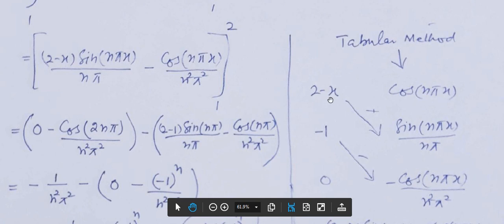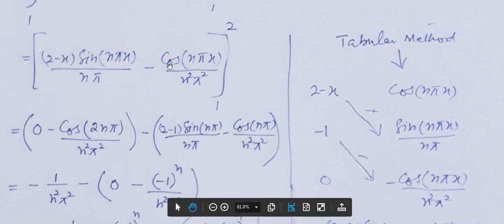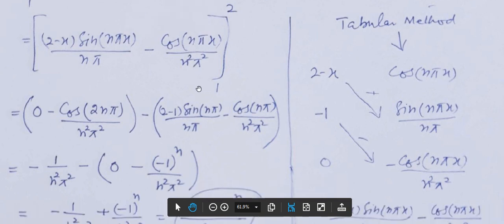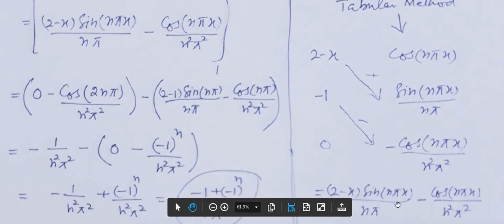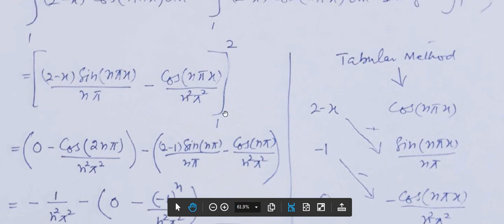So you multiply 2 minus x with this, so you will get (2 minus x) sine n pi x over n pi, and minus into minus is plus, plus into minus is minus, so it will come minus, and then 1 multiplied by this, so it will be cosine n pi x divided by n square pi square. I have written this here, and then I substitute this value here. Now you can substitute the limit from 1 to 2.